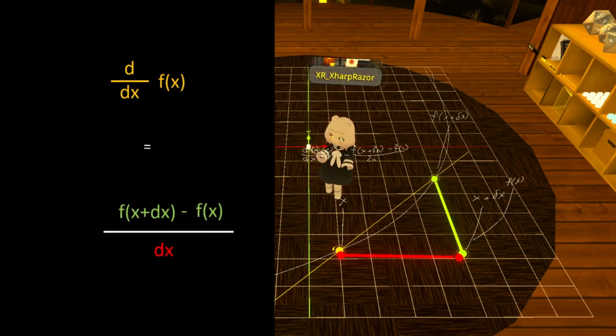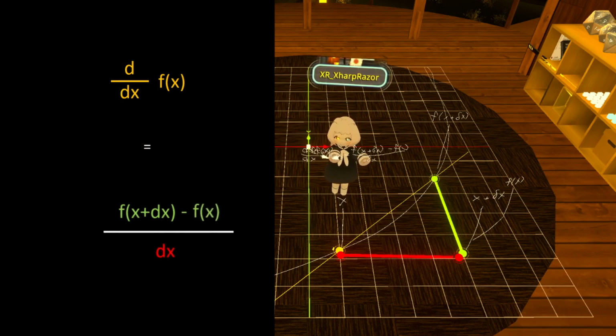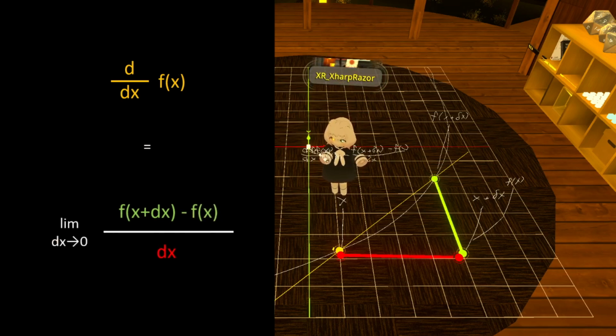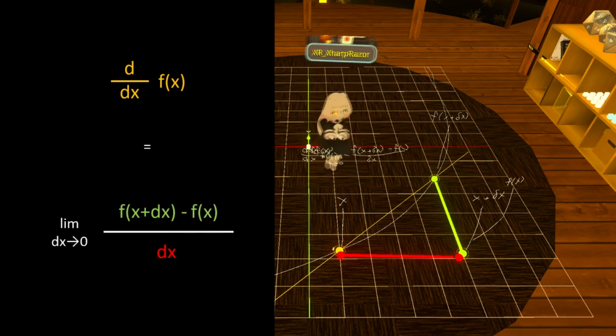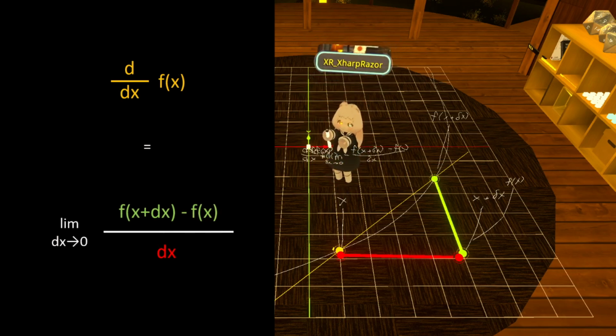There we go. So now we need to let delta x approach 0. So what we will say is we will have our limit such that delta x is approaching 0. So there we have it. This is the important general formula for the derivative of a function.